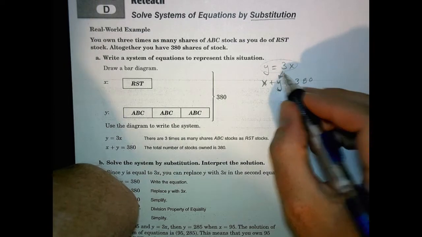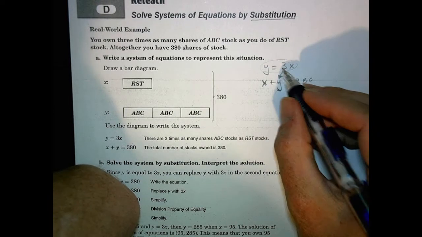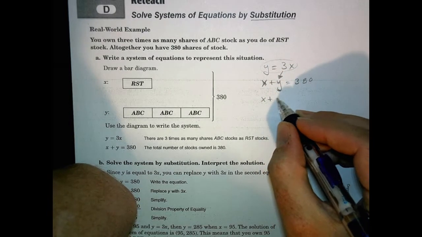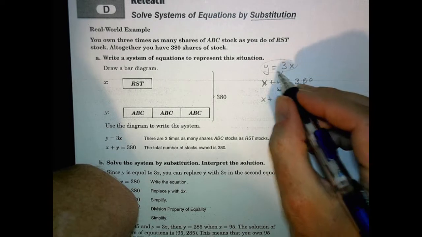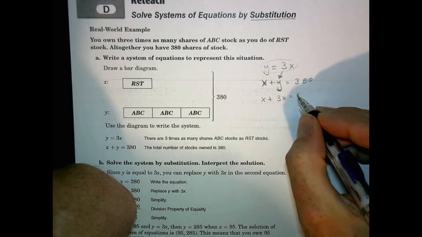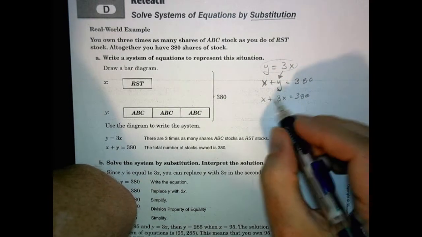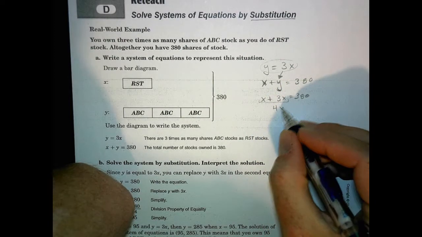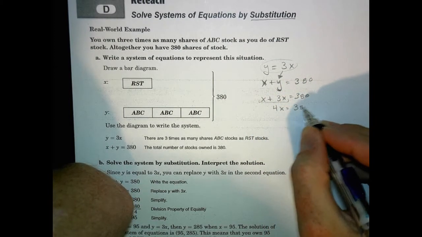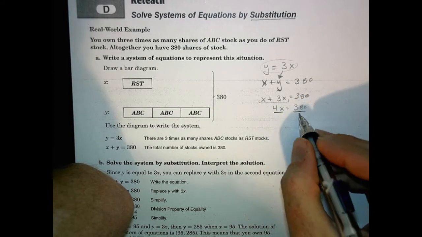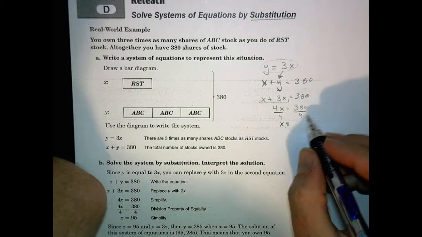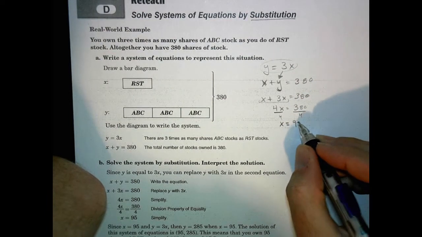So what I'm going to do in this case is, because I know that y equals 3x, I'm going to plug that value in there. I'm going to say x plus 3x, because that's the value of y, equals 380. Now I'm going to combine those together. 3x plus x is 4x, so 4x equals 380. Then I'll divide both sides by 4 to find out that x equals 95.